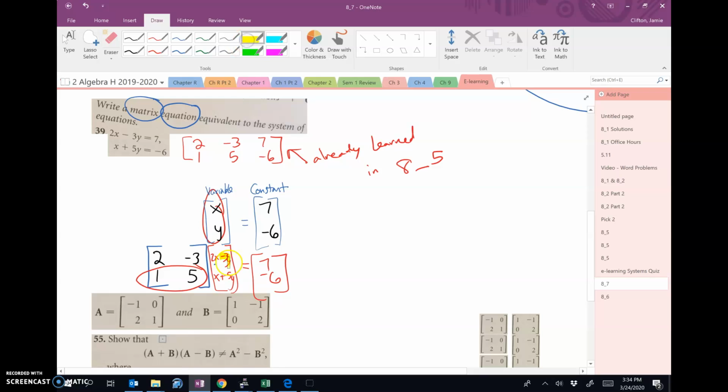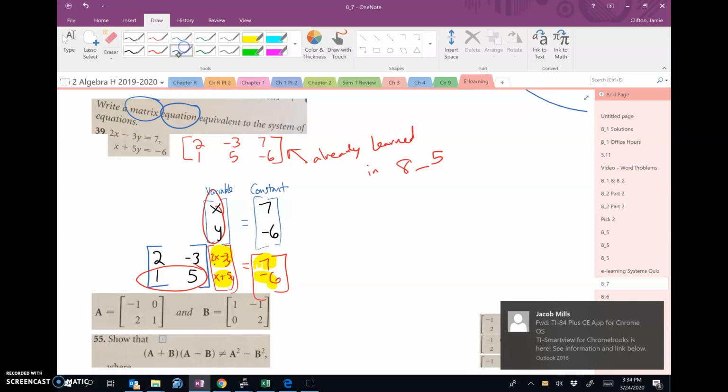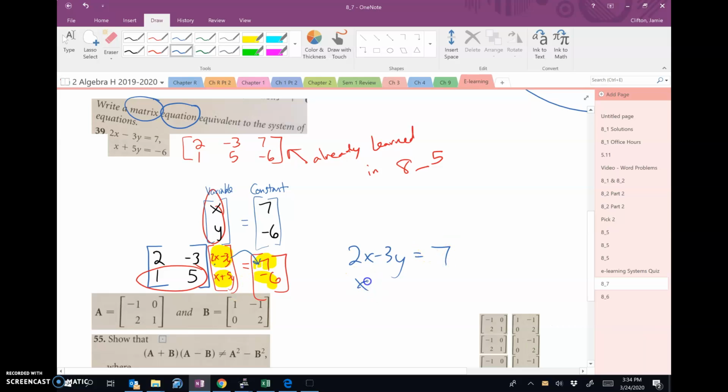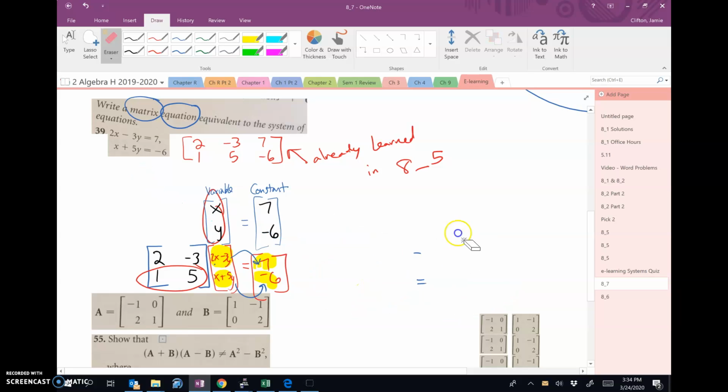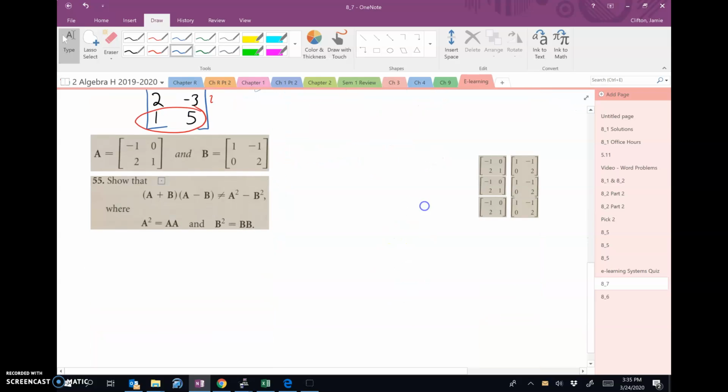Do you see what this is saying? This is saying this entry and this entry equals this entry and this entry. That means 2x minus 3y should equal 7, and x plus 5y should equal -6. That's what we were told at the beginning of the problem. So just rest assured that the answer that I told you a second ago really does represent the matrix equation. Again, we did not figure out how to solve this today. We just figured out how to write the matrix, and that's as a coefficient matrix times a variable matrix equals a constant matrix.